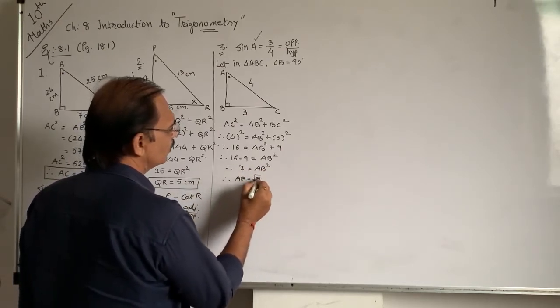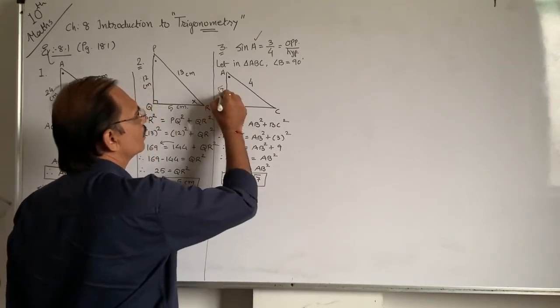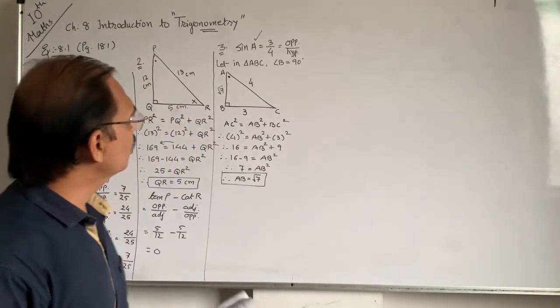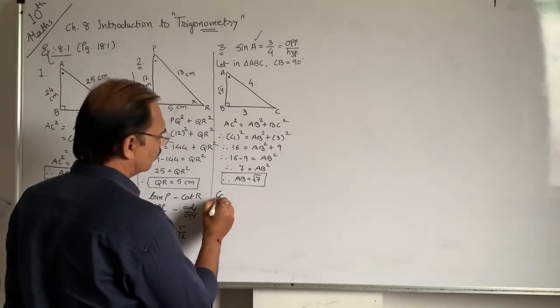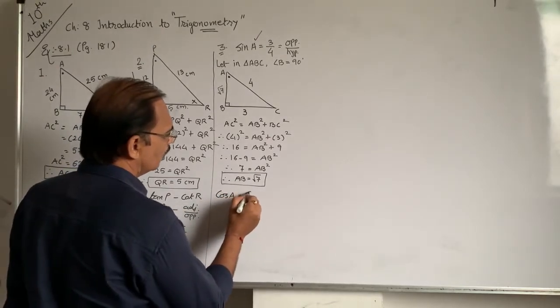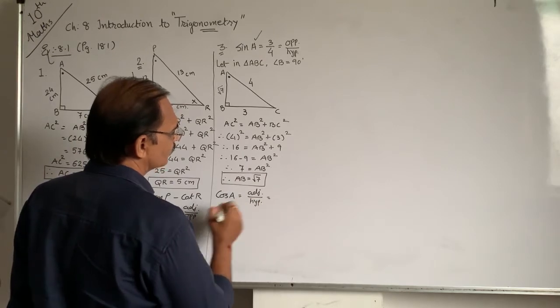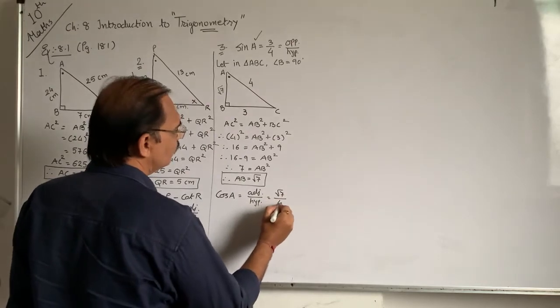So AB equals root 7. AB is what? Root 7. Now you want to find what? See in the textbook, question number 3: cos A and tan A. So what is cos A? Cos means adjacent upon hypotenuse. For angle A, adjacent is root 7 and hypotenuse is 4.